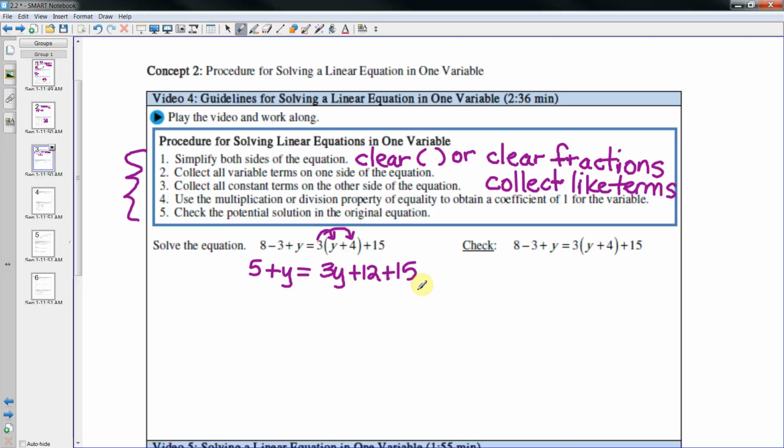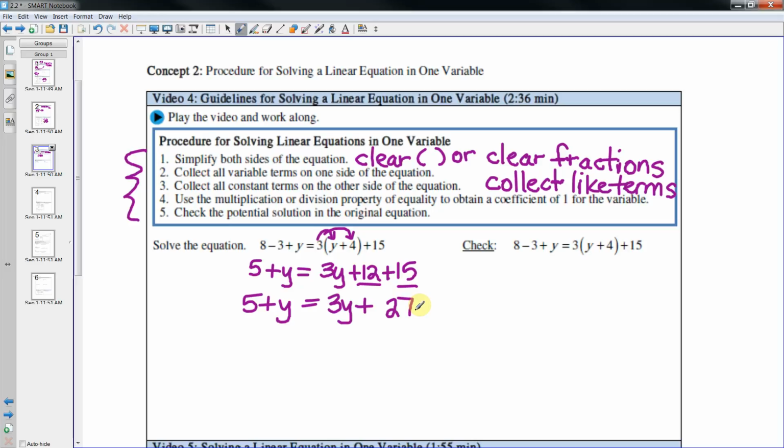I still see a little bit more work I could do over on the right side because I have a 12 and a 15. Let's put those together. So 5 plus y equals 3y. And I'm going to say 12 plus 15, that's going to give me 27. Now, looks like the ones we were doing on the previous page.